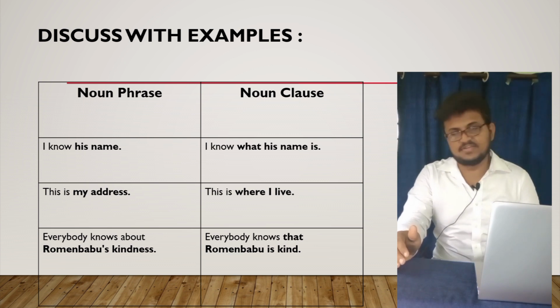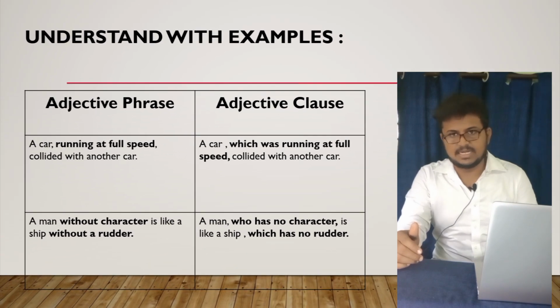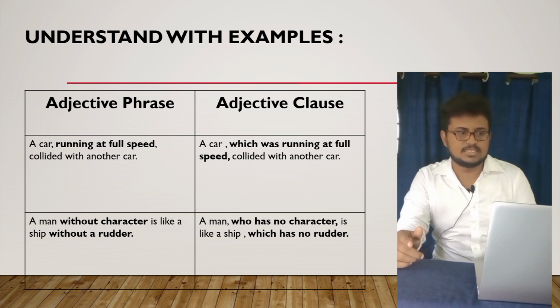adverb, adjective phrase in the second form, like I'm telling you the examples, you can definitely see this on the screen. A car running at full speed collided with another car. That is adjective phrase. A car which was running at full speed collided with another car. That is adjective clause. And the phrase part and the clause part are in bold letters, so you can easily understand that.